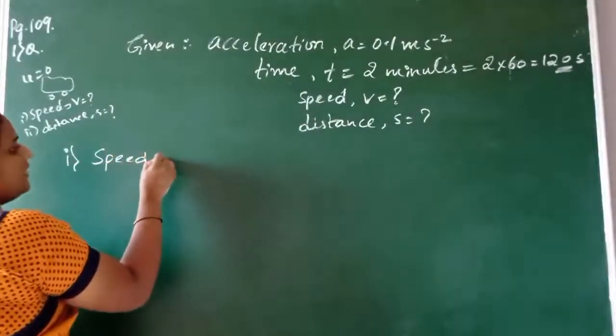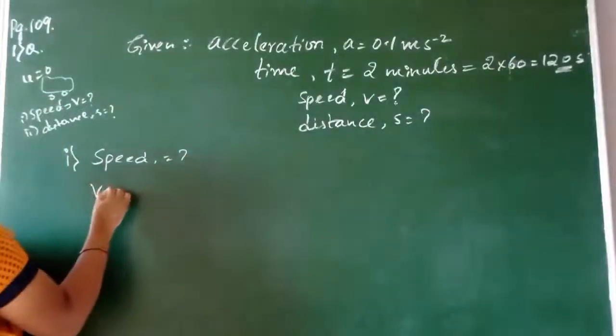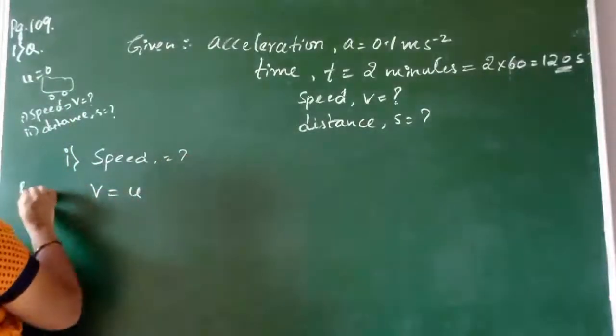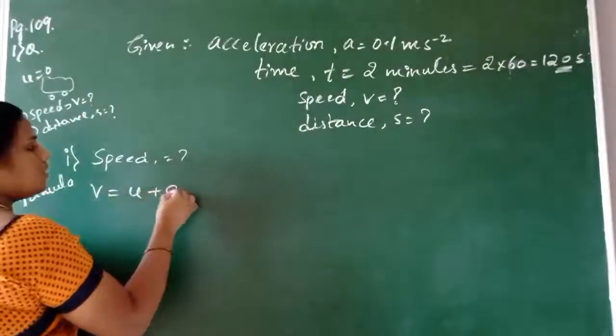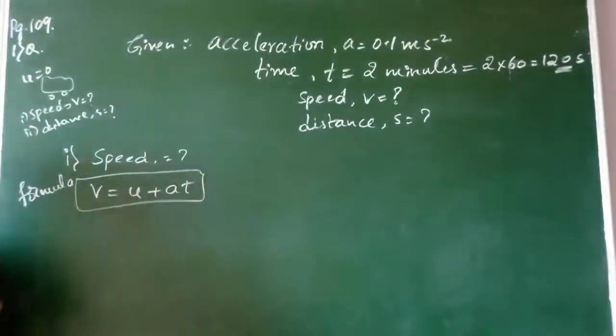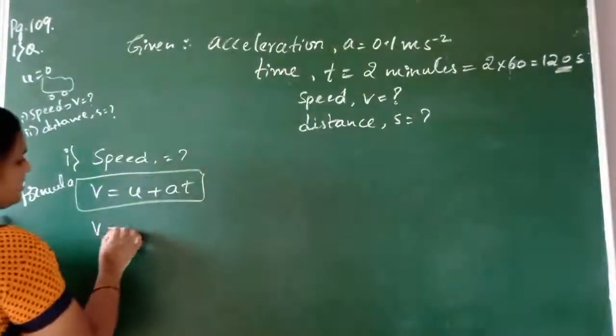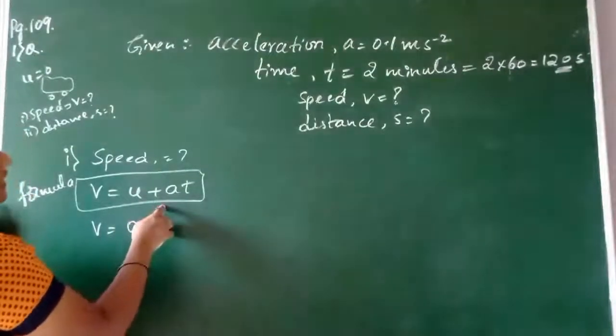Speed we need to calculate. So let us use the first equation of motion. This is the formula: V is equal to U plus AT. With this help, we will calculate the V value.